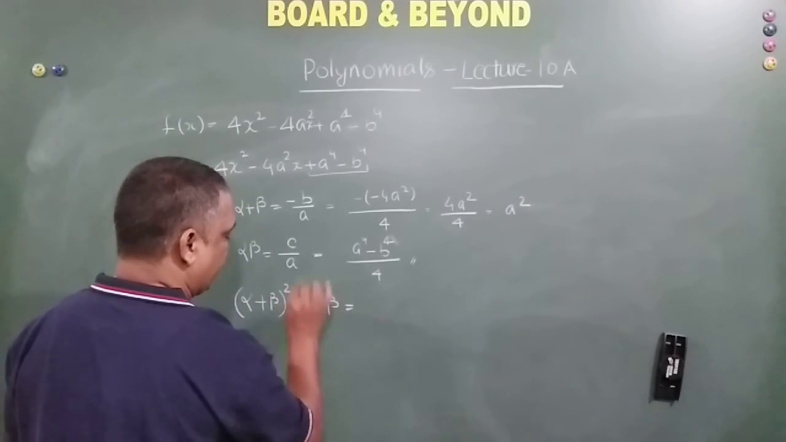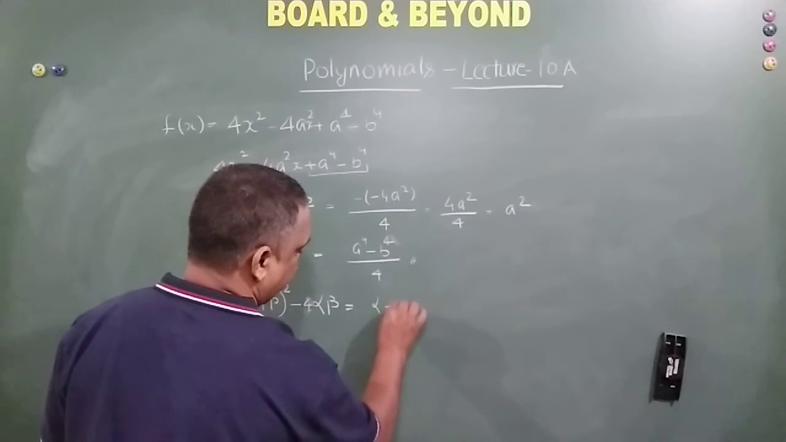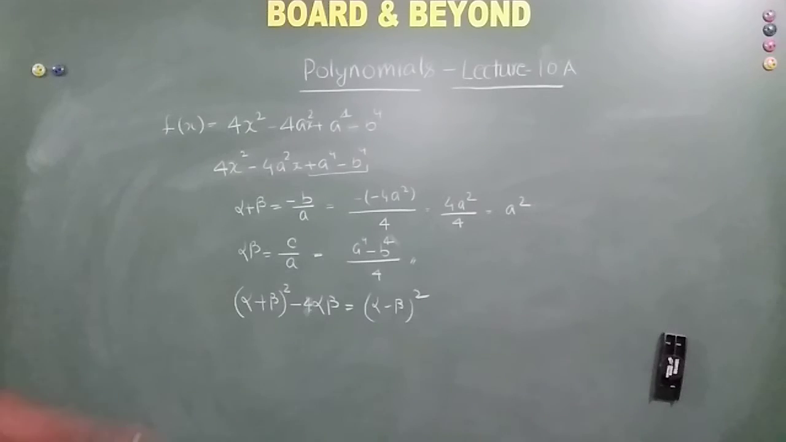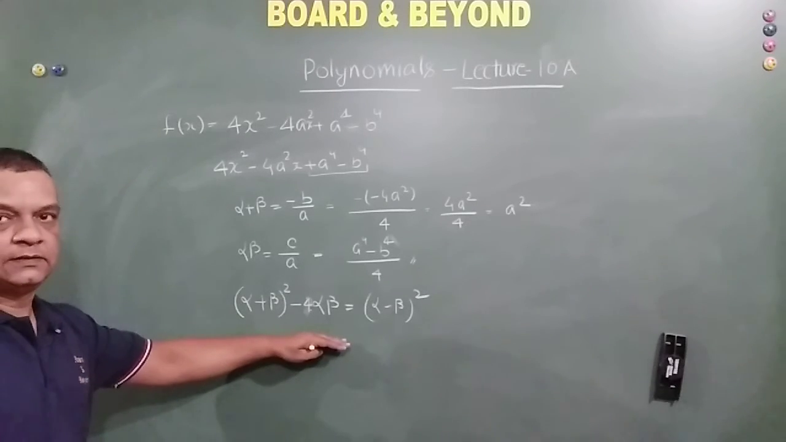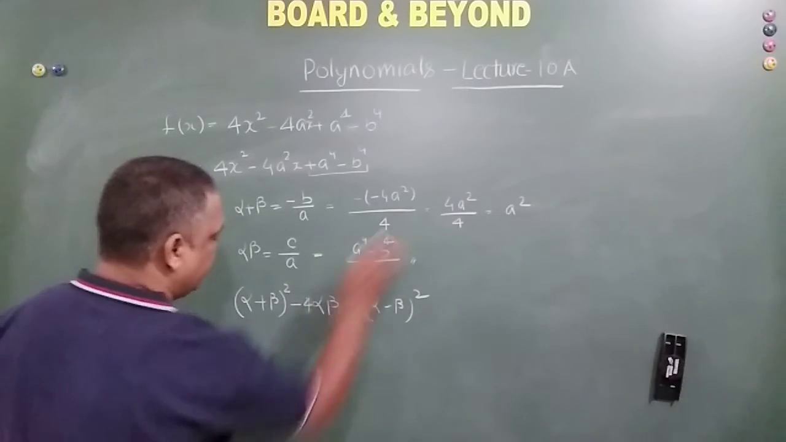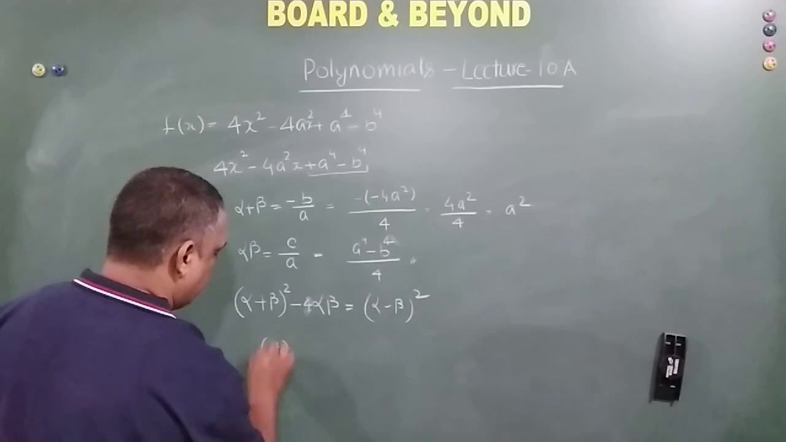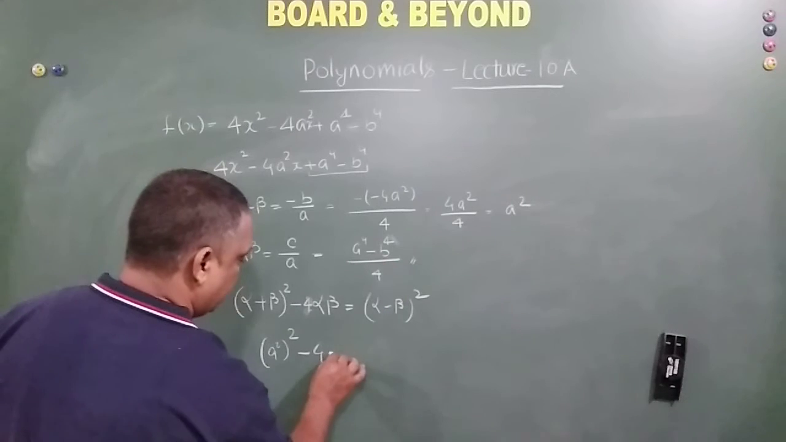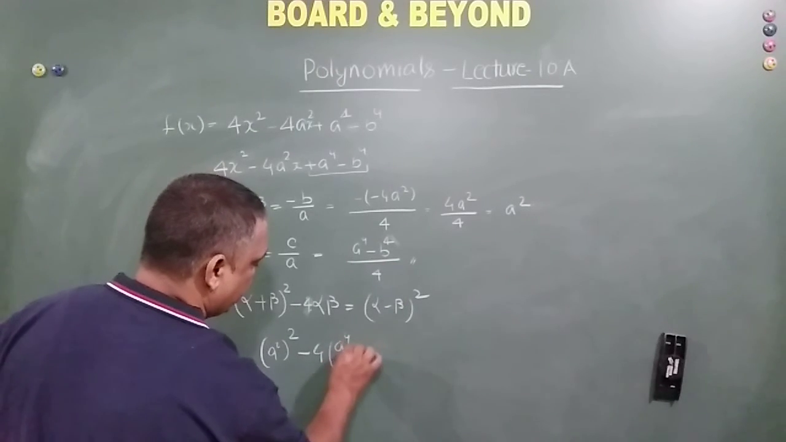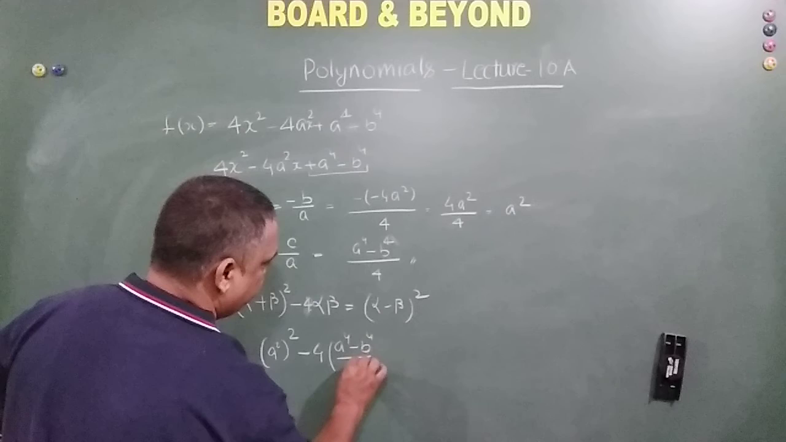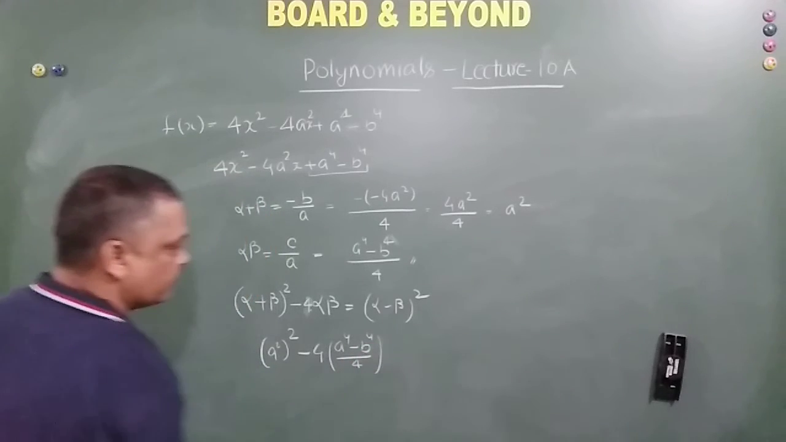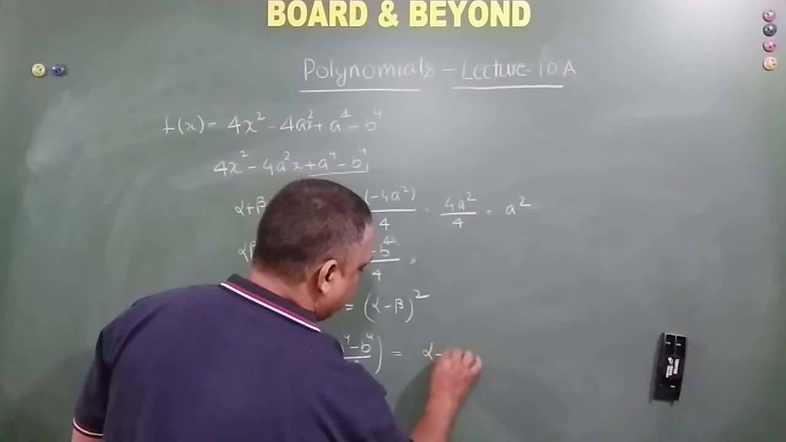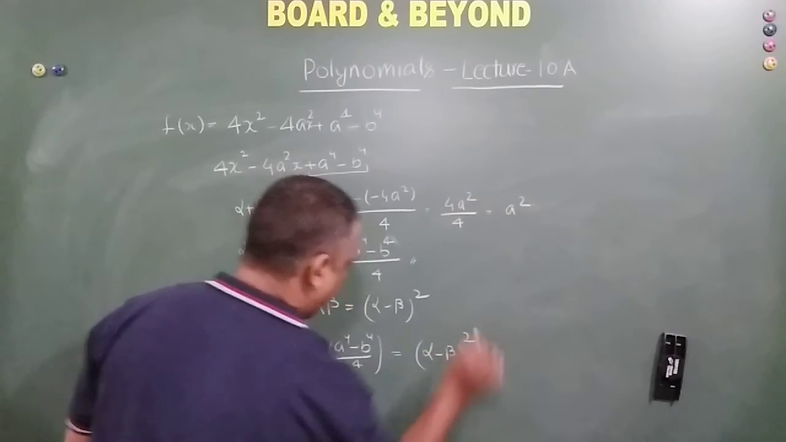Or 4 alpha beta is equal to alpha minus beta whole square. You are all there with me on this, right? So alpha plus beta whole square minus 4 into alpha into beta is a power 4 minus b power 4 divided by 4, that is what it is, right? Okay, is equal to alpha minus beta whole square.